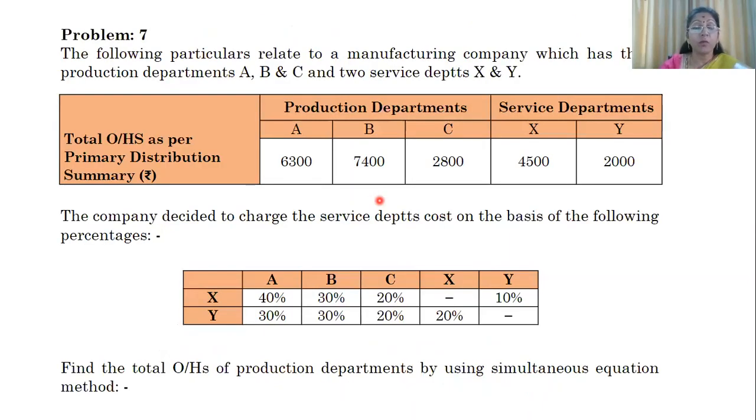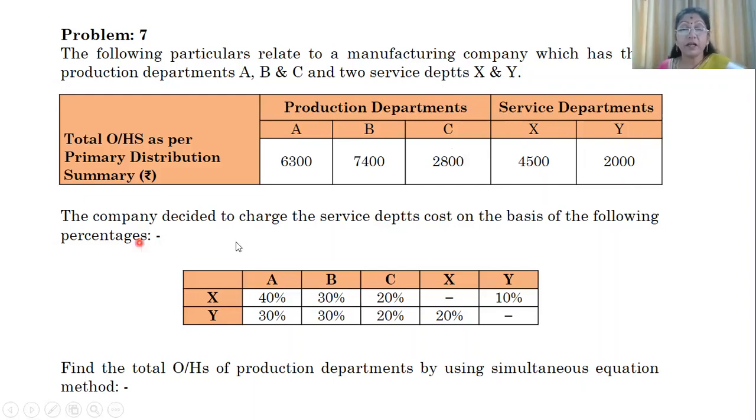Let me move to the problem. Let me read the problem first. The following particulars relate to a manufacturing company which has 3 production departments A, B, and C and 2 service departments X and Y. Primary distribution summary overheads are given here. Production department A 6,300, B 7,400 and C 2,800. In service departments, X 4,500, Y 2,000.